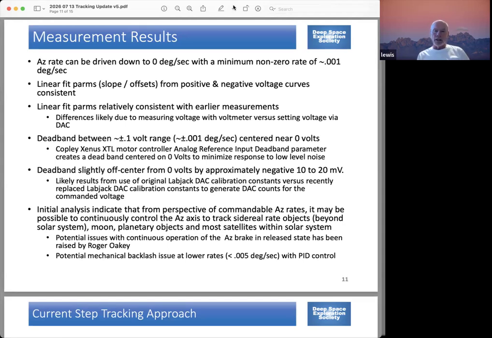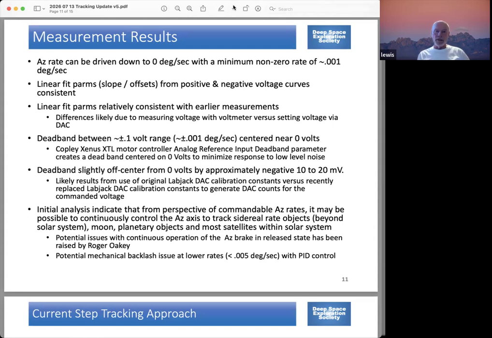So even though it indicates that we could probably support PID operations, I did some more work on PIDs, and we'll see in a couple of slides. At these lower rates, I think there's potentially a backlash issue because the PID could command plus and minus rates fairly frequently, and that would cause it to go through this backlash cycle. And so that concerns me a little bit.